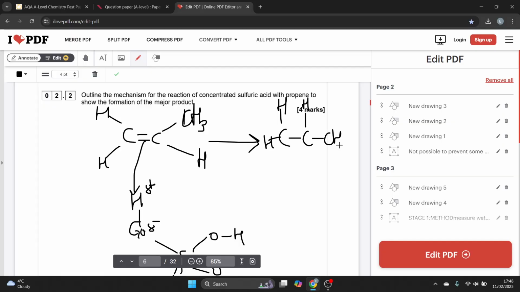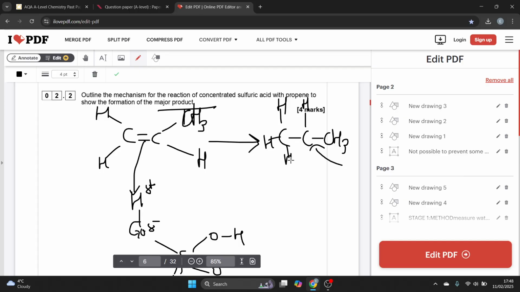Hydrogen here, CH3 here. Formation of the major product, so I want it to be attached to this carbon, right? Because that will then be a secondary alcohol. You know what I mean. It would be the major product.